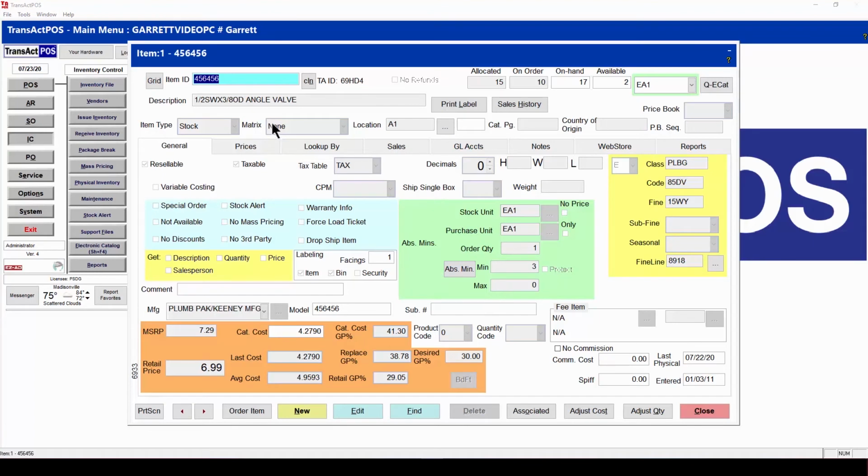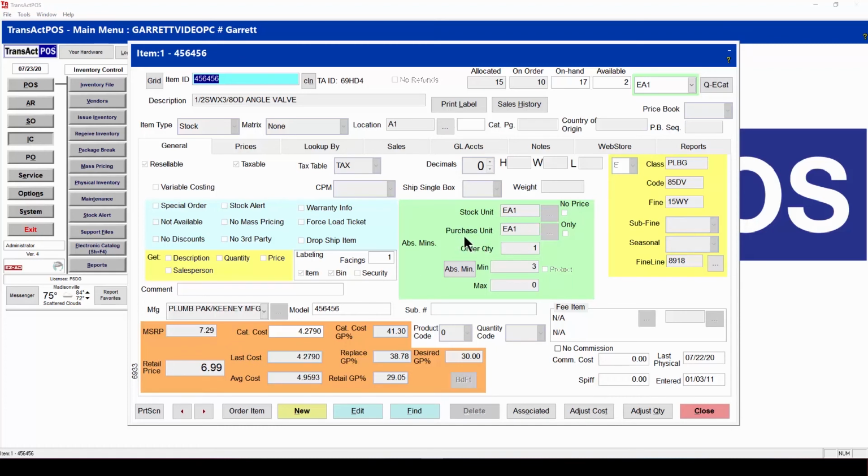So here we have the example of the angle valve, and you'll notice that the stock unit, the purchase unit, and the display unit are all EA1. Now the stock unit you also may hear referred to as the selling unit, and essentially what this means is this is how we sell the item, it's how we stock it on our shelf, and it has a direct relationship to the retail price, the cost, and the on hand. So the fact for this item is the stock unit of 1, we have an on hand of 17, meaning we have 17 of these items out on the shelf, and the retail price for this item is $6.99.